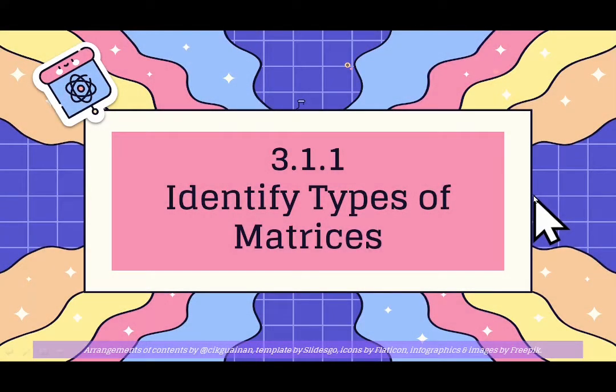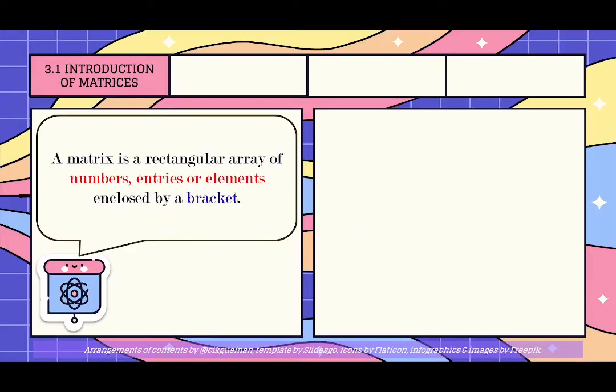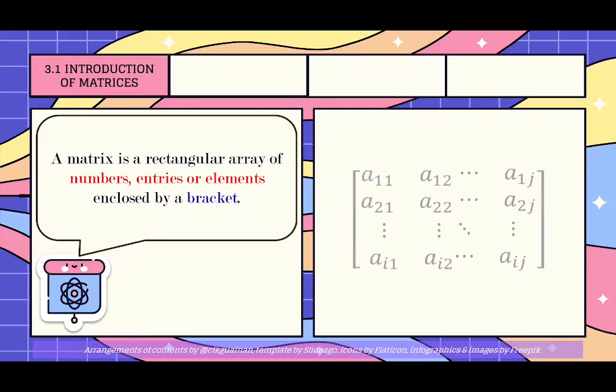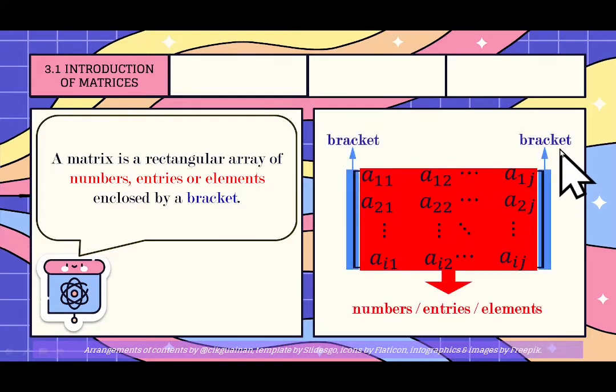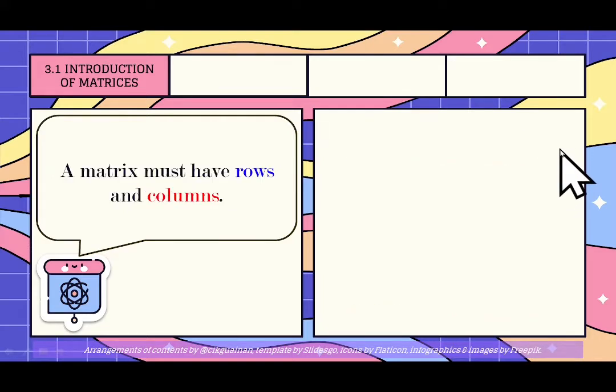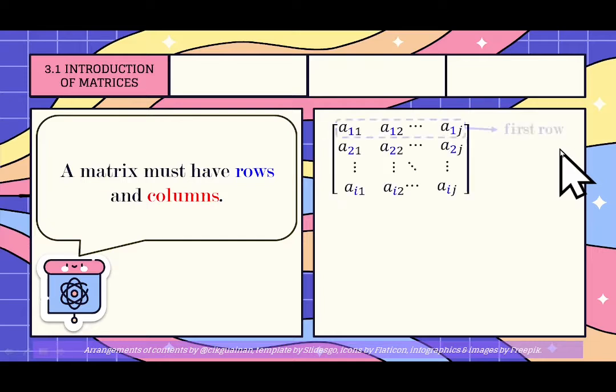In this video, I would like to share with you how to identify different types of matrices. So let's get started on the introduction. A matrix is a rectangular array of numbers, entries or elements enclosed by a bracket. A matrix must have rows and columns.